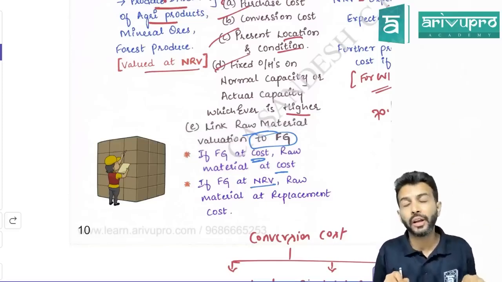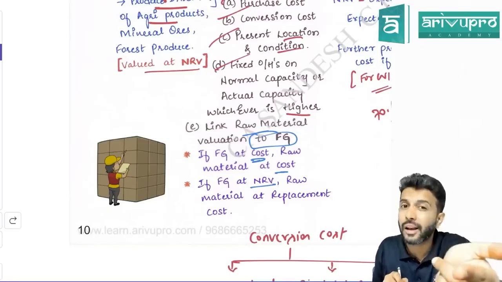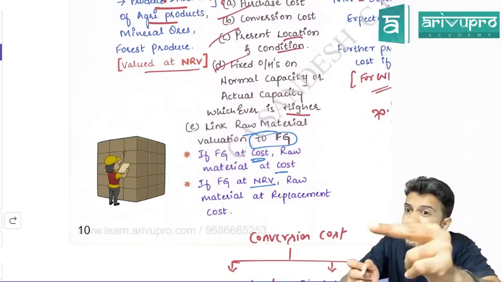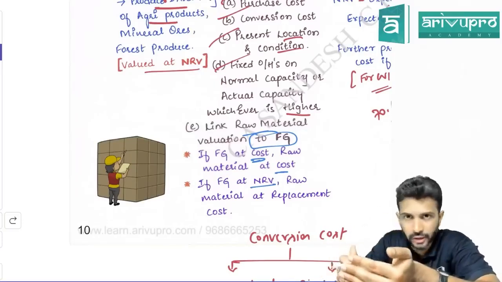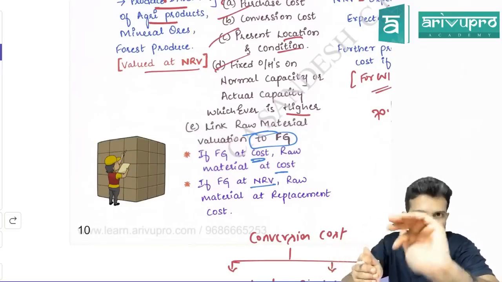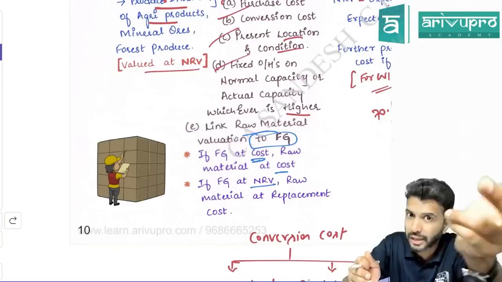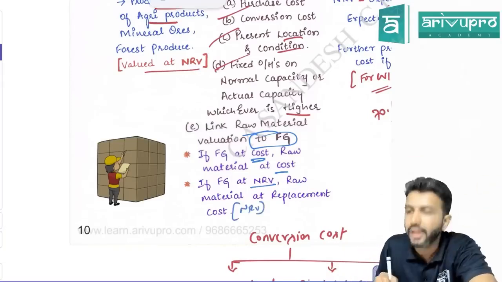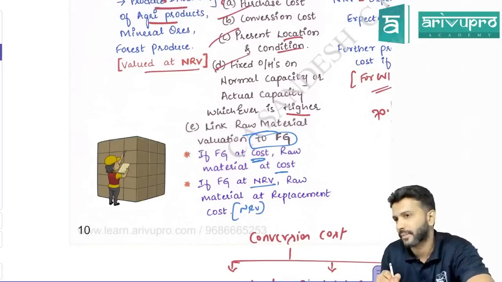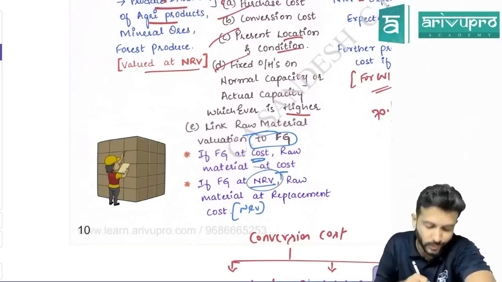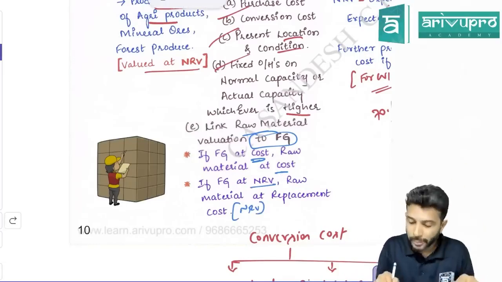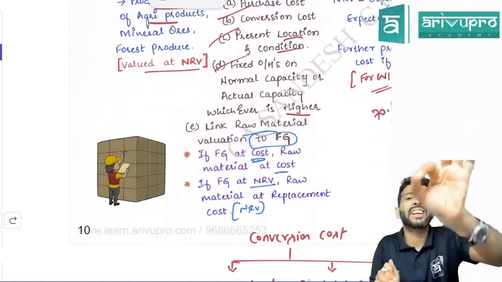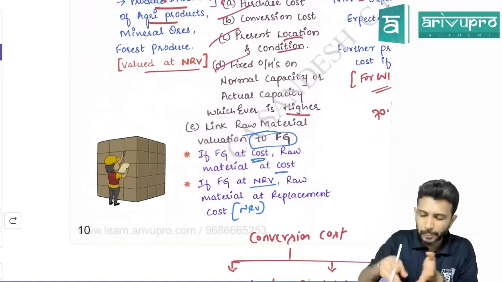So how do you find out NRV? Raw material you may not sell, but if your raw material gets over, what do you do? You replace it. If you need more raw material for your production, you will place another order, no? That means you will replace it. So replacement cost you can substitute as the NRV of raw material. Is that okay with you? So if finished goods are valued at NRV, raw material also will be valued at NRV, and NRV for raw material purposes is replacement cost.